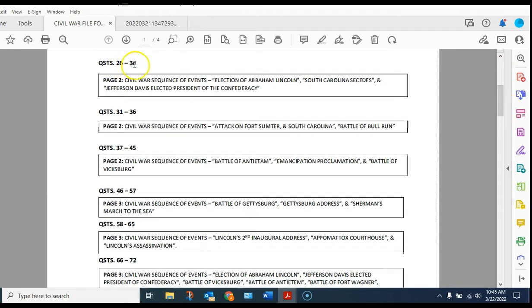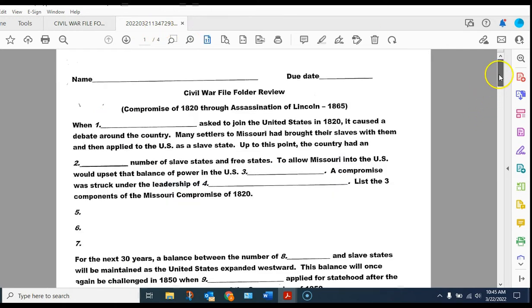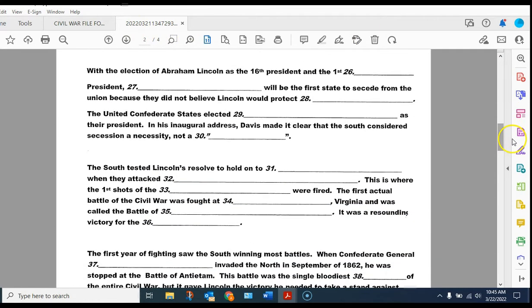All right, moving on. Questions 26 through 30. This is going to talk about the election of Abraham Lincoln, South Carolina secedes, and Jefferson Davis elected presidency of the Confederacy. So let's go over to the document and scroll on down to where it starts, question 26. And it reads, with the election of Abraham Lincoln as the 16th president and the first blank president, blank will be the first state to secede from the Union because they did not believe Lincoln would protect blank. The United Confederate States elected blank as their president. In his inaugural address, Davis made it clear that the South considered secession a necessity and not a blank.